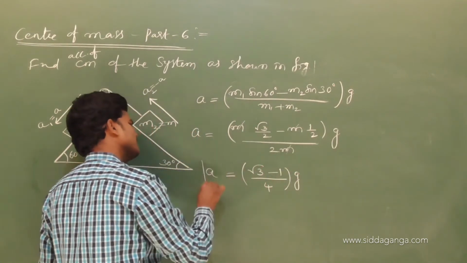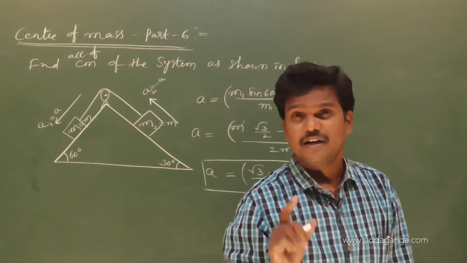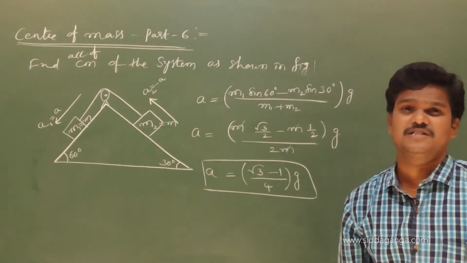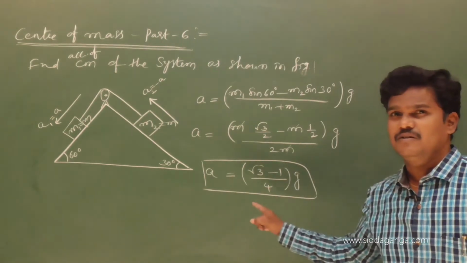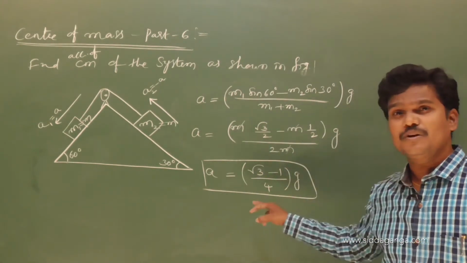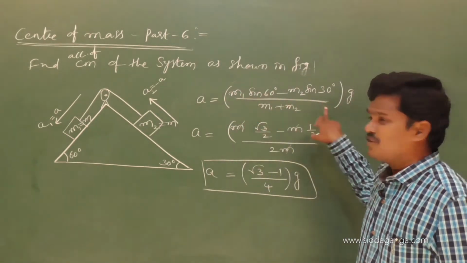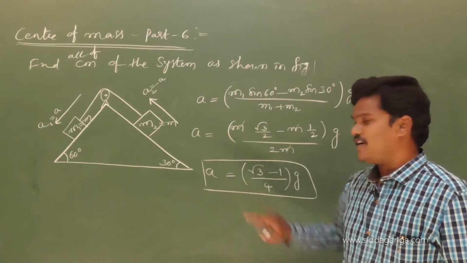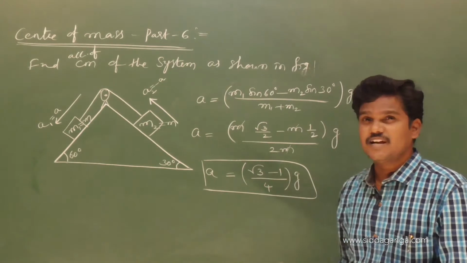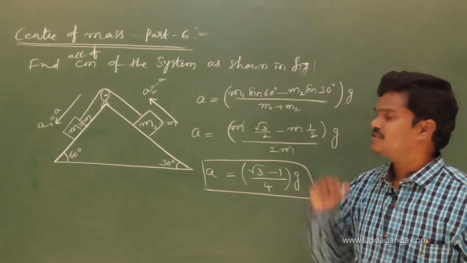See, this is the acceleration of the given system, but our target is to find the acceleration of the center of mass of the system. This is already done in the laws of motion chapter. Up to here you already know in laws of motion. So I am using the laws of motion formula, free body diagram concept. I got A. So keep this A value. What is this A? A is the acceleration of the system.